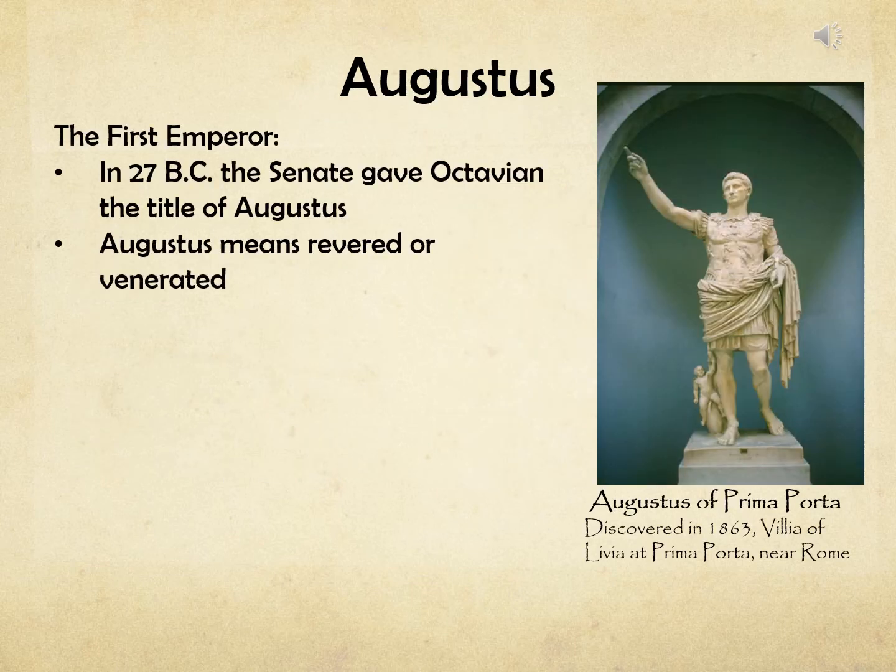After his victory in the Civil War in 27 BC, the Senate gave Octavian the title of Augustus, which means revered or venerated one. This made Augustus the first emperor of Rome and officially ended the Republic.